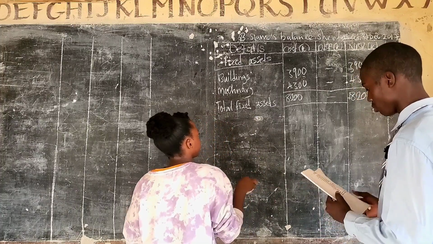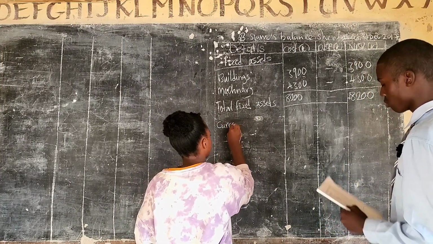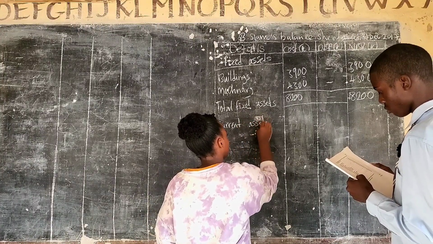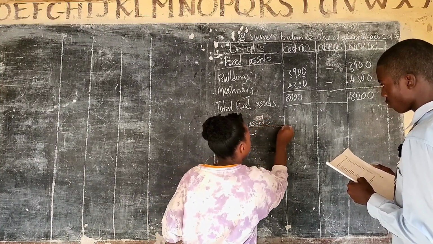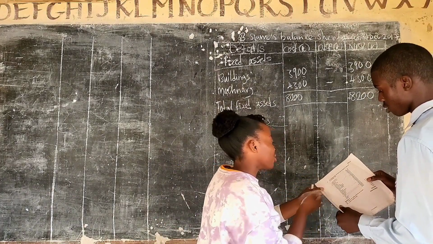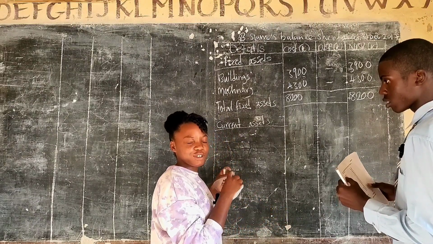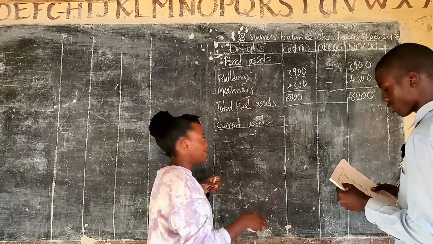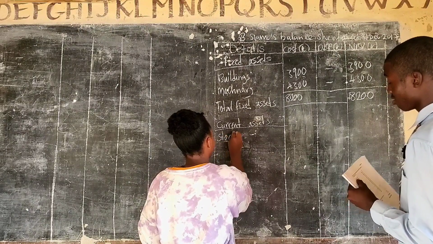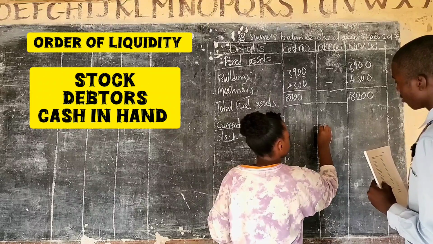So we move to the next step, the current assets. So stock. Please guys, don't be confused. We always get the closing stock in the balance sheet. So we say stock. How much? 1,500.